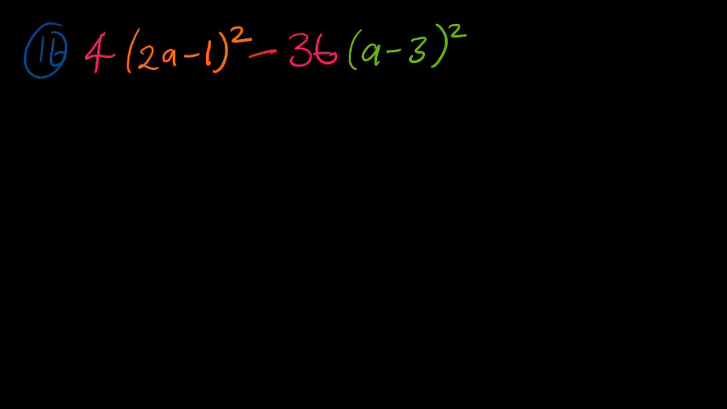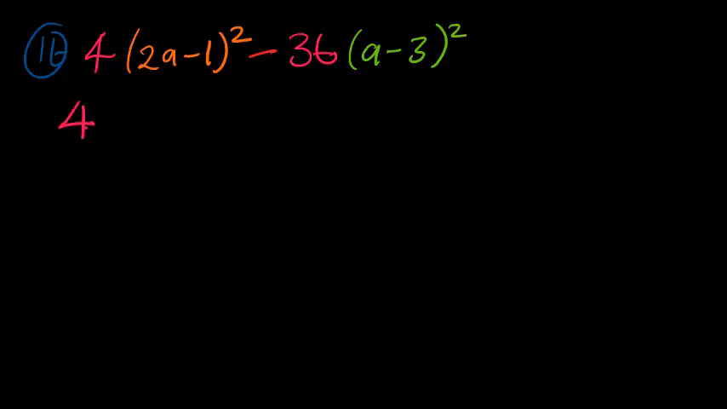Question 16. Okay, so we've got 4(2a − 1)² − 36(a − 3)². So what are we going to do? Because we're factorizing, the first thing we're going to do is take out the common factor. Notice that 4 and 36 are written in pink. So I'm going to take 4 out.